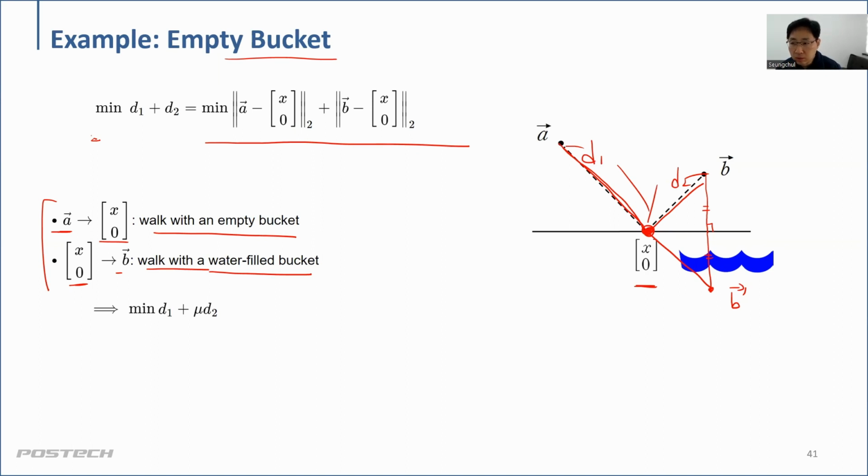And there is no constraint on X. X can have any values. And you can use the CVXPY to find the solutions, or you can use this geometric intuition to get the mirror point of B and draw the straight line, and the intersection is the optimal solution. But the difference between this one and that one is that you're going to walk with the empty bucket, and after you fill the water, you have to walk with the water-filled bucket, which is heavier.